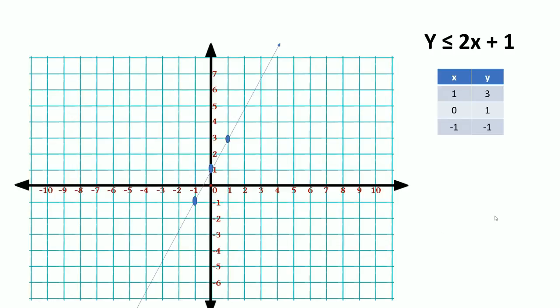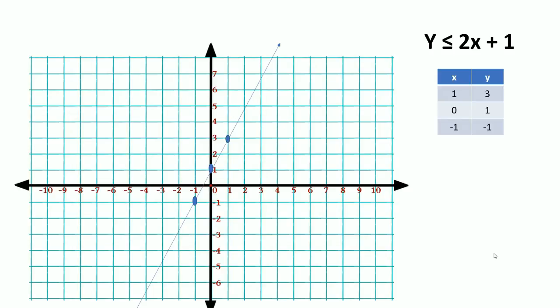The line is going to be solid because the inequality does contain the equal sign, which means that every point on that line also satisfies the inequality. But on one side of the line are a bunch more points that also satisfy it. So we need to figure out which side of the line contains those points.